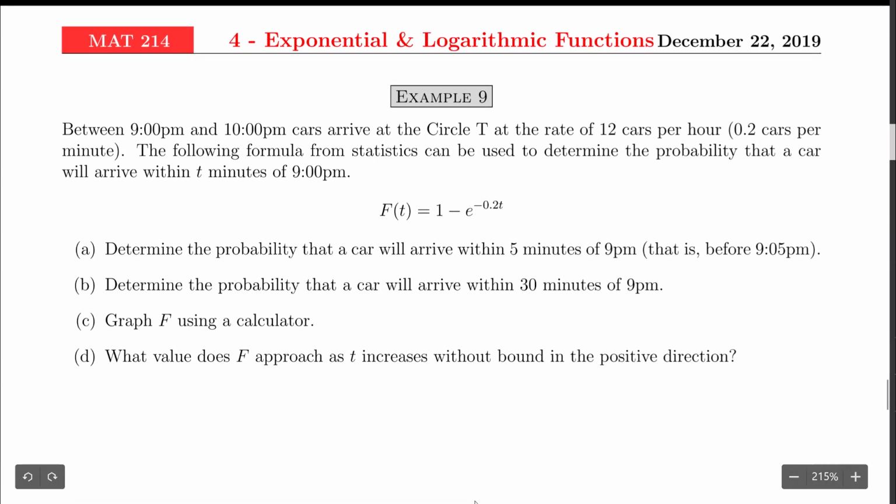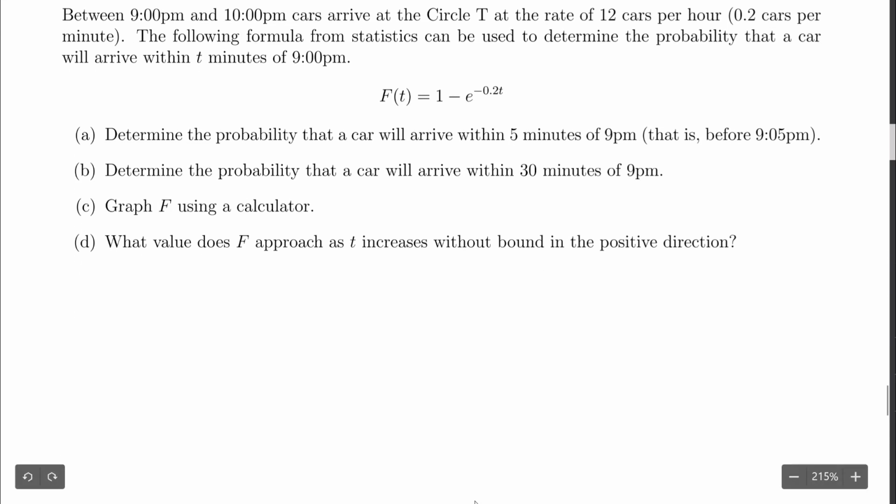And then finally with example 9, we're going to do an applied problem here. Again, nothing that you can't accomplish without the calculator. Between 9 p.m. and 10 p.m., cars arrive at Circle T at the rate of 12 cars per hour, which is 0.2 cars per minute. The following formula can be used to determine the probability that a car will arrive within t minutes of 9 p.m. For part A, determine the probability that a car will arrive within 5 minutes of 9 p.m.